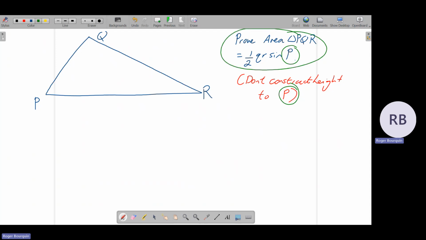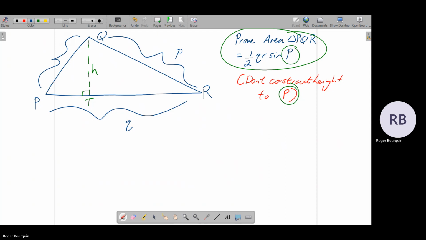I can't construct to P, but I could construct to Q, which is going to be the easiest construction in this case. So I'm going to call that my perpendicular height. If you want to give this a name, T or something, you can. Right, so now, how do I start the proof? First of all, label the sides of the triangle. So this is little p. Don't forget to do this step. This is little q. This is little r in the big triangle.